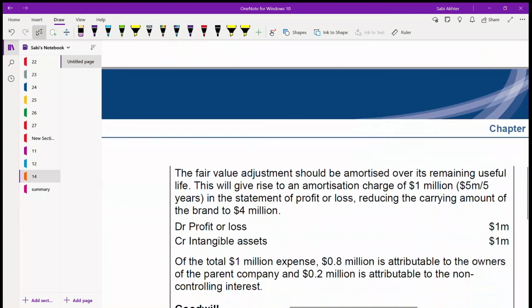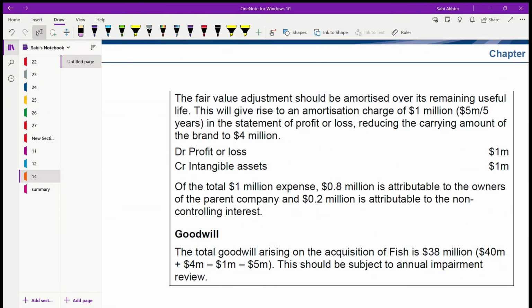But what about amortization? We have to amortize it. It should be amortized over 5 years. So this is the amortization charge. It will be going in the profit and loss, and it will reduce the carrying amount of the brand to 4 million. Okay, so you debit profit and loss and credit intangible asset.